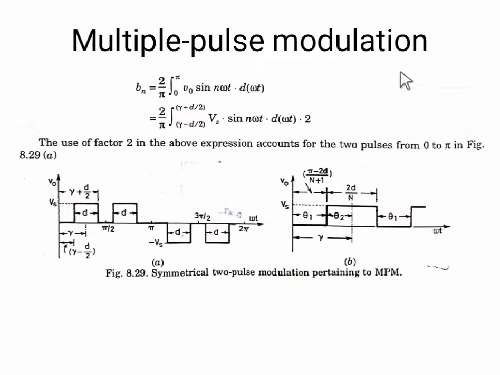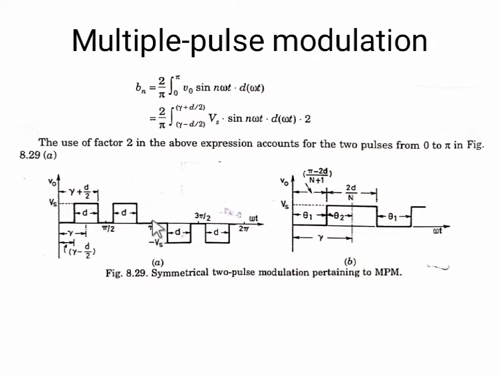Now, multiple pulse modulation. In single pulse modulation, there is only one pulse per half cycle. But in multiple pulse modulation, there is more than one pulse per half cycle. Here we consider two pulses per half cycle. All the pulse widths are equal to d, and the magnitude is Vs. The pulse width is d and this portion is equal to gamma, so the total becomes gamma plus d by 2, with pi by 2 and pi.